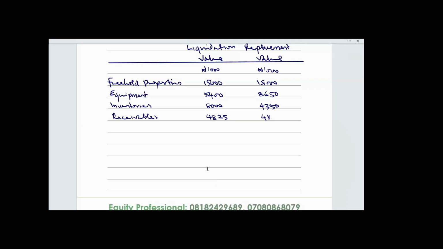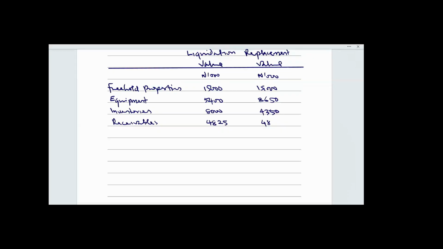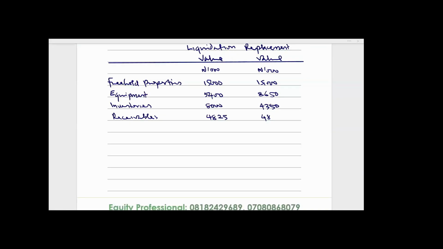Are these balance sheet figures given to you under each of them? Okay, so in the table for replacement and liquidation values, you're only given 3 line items: freehold properties, equipment, and inventory. So any asset that you don't have under the replacement and liquidation, you are going to use the balance sheet figure. We don't have receivables under replacement and liquidation, and that's why we are using the historical value, the book value. So 4,825.